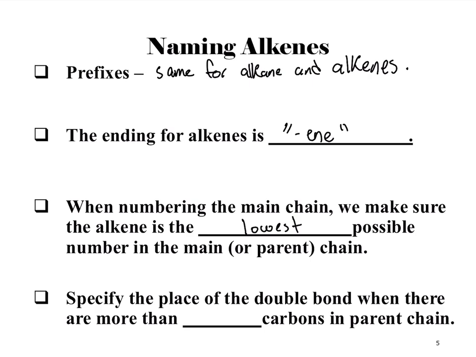And then how do you guys think we're going to specify the place of the double bond? Yep, we're just going to put a number and a dash before the name of the parent chain. So it's always going to be the number where the double bond starts, right? We specify the place when there's more than three carbon atoms. If you have 3 carbon atoms, there's only one spot the double bond can be in. As soon as you have 4 carbon atoms, then the double bond can change places.